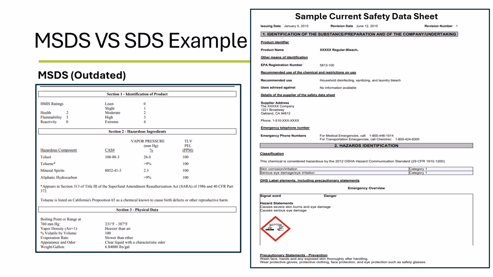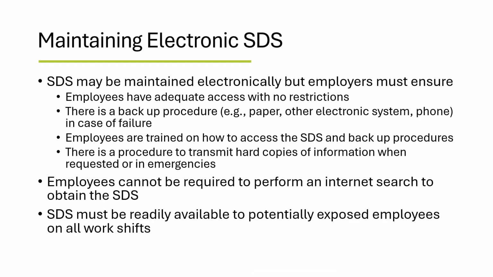The MSDS uses the HMIS classification system, which is no longer accepted by the Hazard Communication Standard, and there is no information for the supplier or responsible party. The other sections are in a different order than required and with information that is not consistent with the new SDS requirements. If an MSDS is present for chemicals in your workplace, speak with the person responsible for your hazard communication program about obtaining the most recent version of the SDS from the manufacturer or supplier.